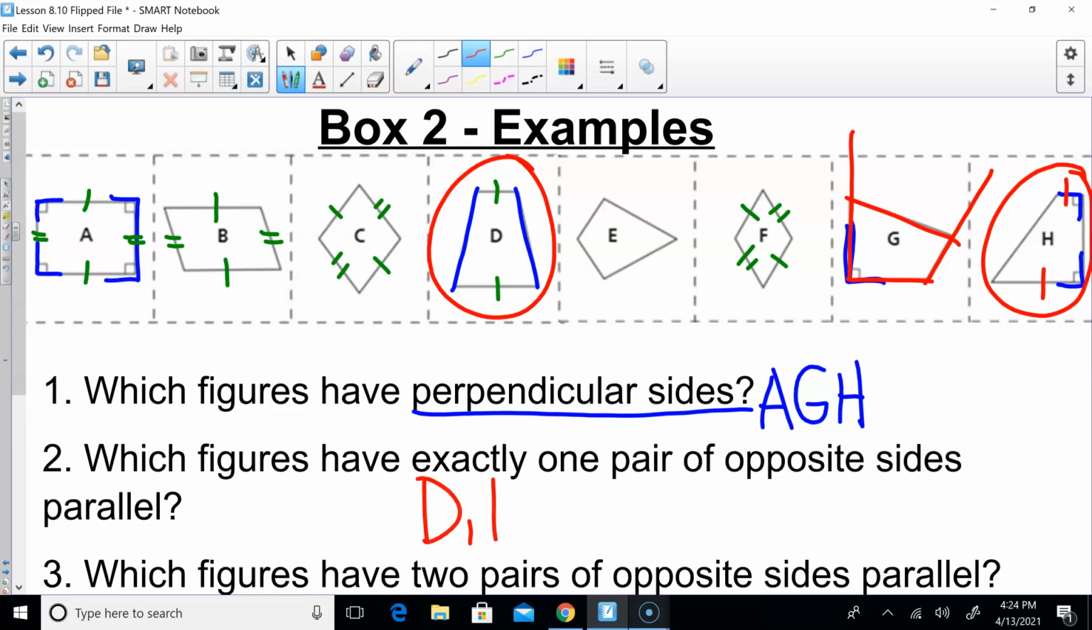Have exactly one pair of parallel lines. Which figures have two pairs of opposite sides parallel? Well, the good thing is we did our homework before, as we went through each and every shape to make sure we have that one. So which ones have two?